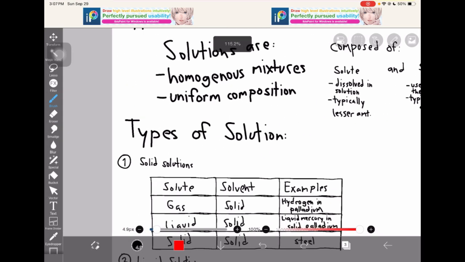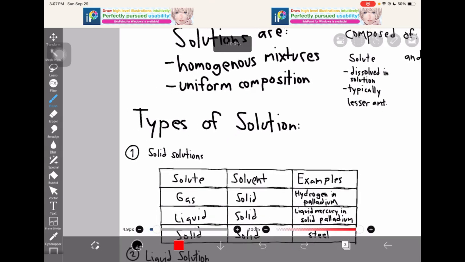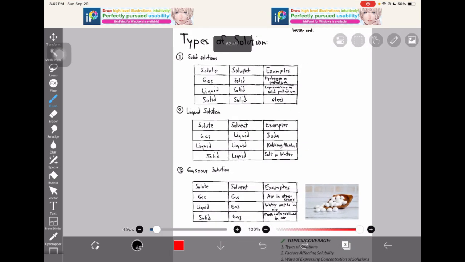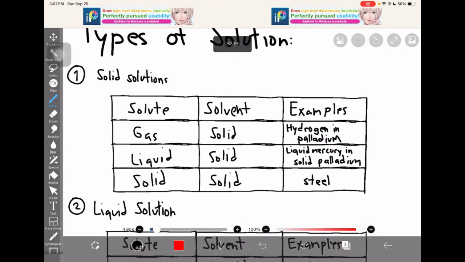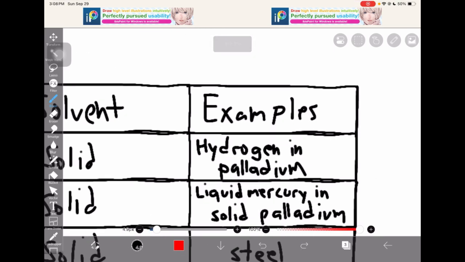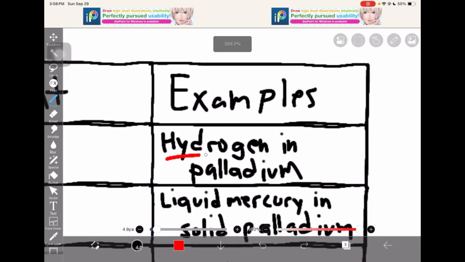Let's go now to the types of solutions. Let's base it off their phases. You don't really need to memorize all of this. It's quite a lot, but you just need to make sure you can differentiate which is a solid, liquid, and gaseous solution. So for a solid solution, let's give an example. A gas solute and a solid solvent will make a solid solution, which in this case is hydrogen in palladium. Palladium is an element in the periodic table, and it's just a type of metal. So yeah, we've got a gas, hydrogen, and a metal, palladium.